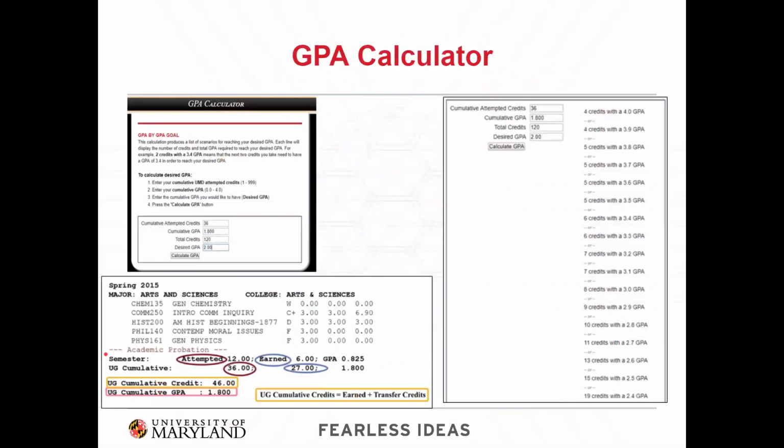This is the GPA calculator that I mentioned earlier. This calculation produces a list of scenarios for reaching the student's desired GPA. Each line displays a number of credits and the total GPA required to reach their desired GPA. Here's an example of a student transcript.